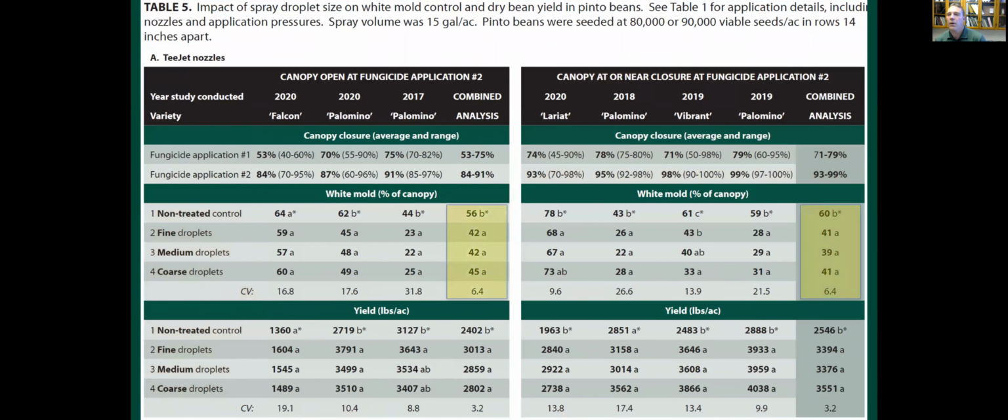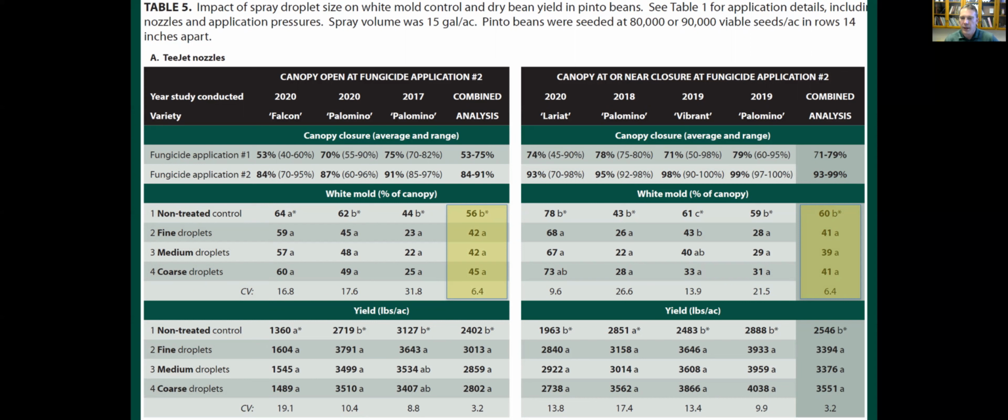Okay, so how we would read this, on the left side of the screen, you have an open canopy, you have fungicide applications, open canopy, when you're comparing fine, medium, coarse droplets in a non-treated control. And you can see that all the droplets did a good job at reducing disease severity. 56 is a lot, 42 is a lot too, but it's less than 56. Same thing with a closed canopy, 60 is a lot of disease, and about 40% of the canopy is infected when you actually sprayed.